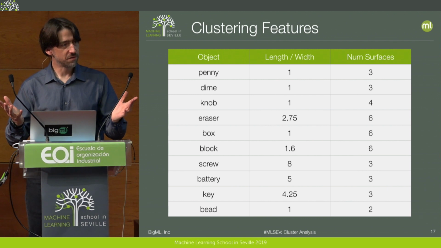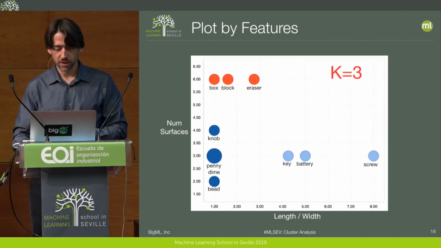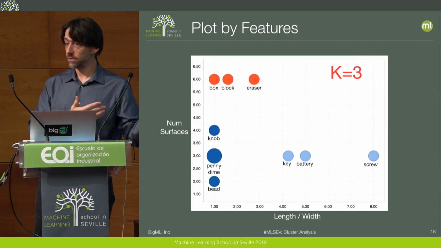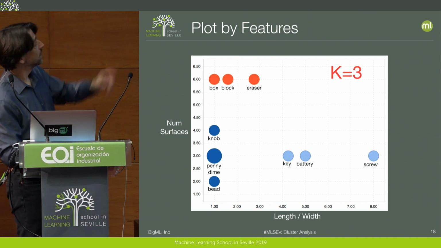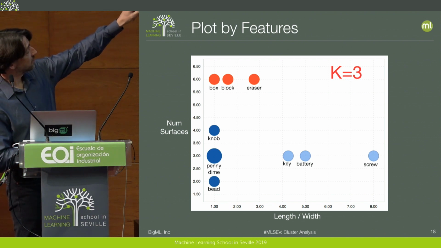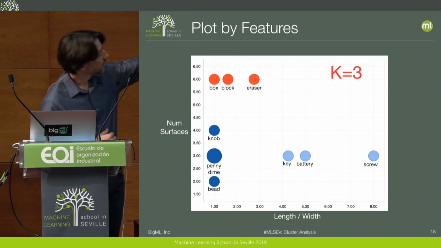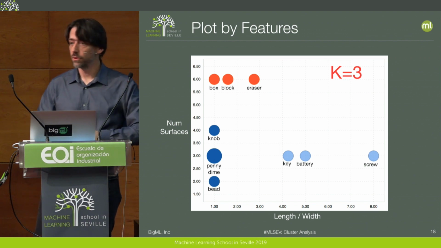All right, and now what I want to do is I want to just plot these. We'll just put them on a graph. We've got 2 dimensions, so it's very easy to look at, and this is real. Okay, this is what it would look like. There's the box, the block, and the eraser. There's the knob, the penny, and the dime, and the bead, and the key, the battery, and the screw. Okay, they're all on there.